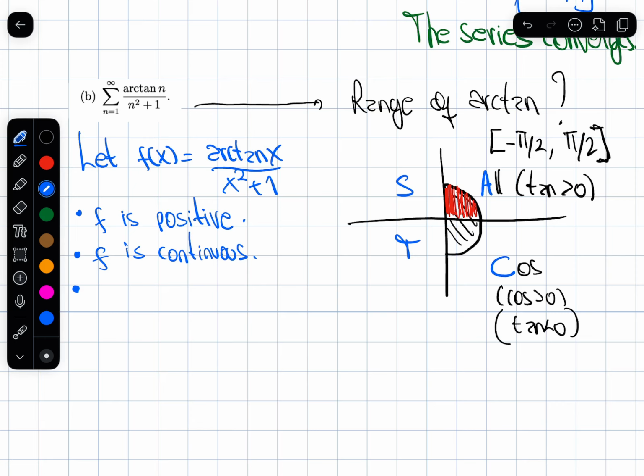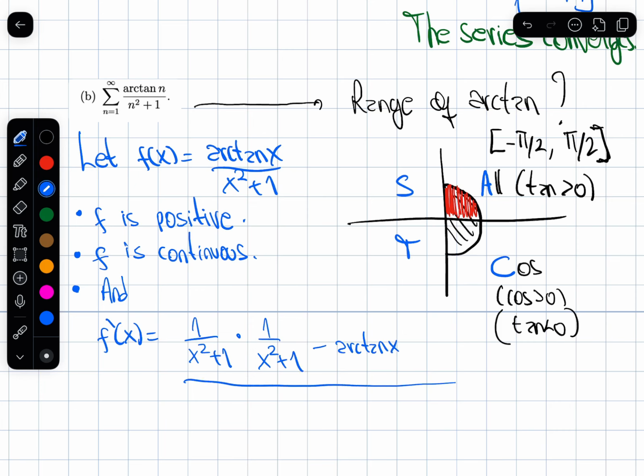And now we need to find whether f is decreasing. How do I prove that this guy is decreasing? It's kind of hard. It's not as obvious as before. So here's what I'll do. You're not going to like it. I'm going to take its derivative, and that requires me to use the quotient rule. So it's the derivative of the first times the second, minus the first times the derivative of the second. Doing it wrong.